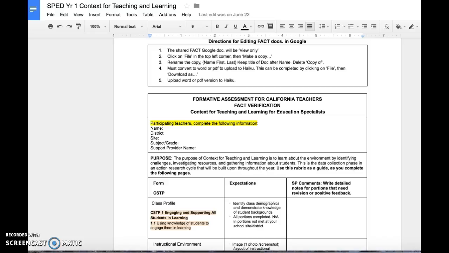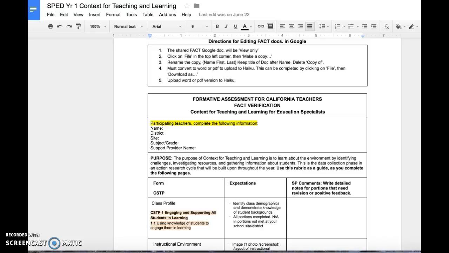The purpose of context for teaching and learning is to learn about the educational environment by identifying challenges, investigating resources, and gathering information about students. This is the data collection phase in an action research cycle that will be built upon throughout the year.